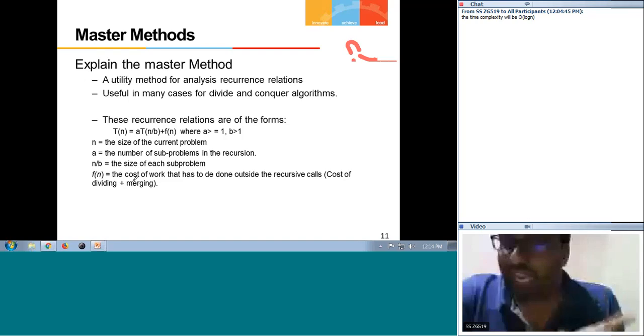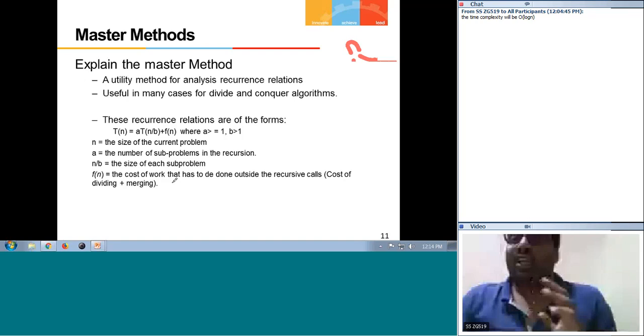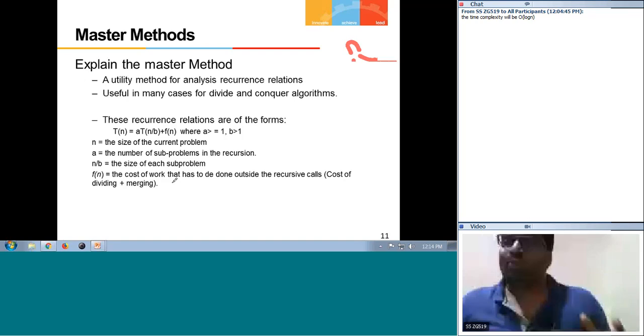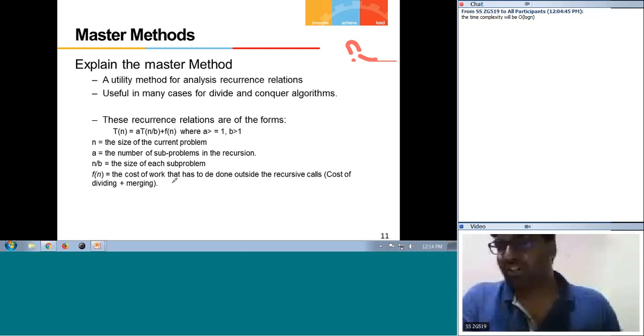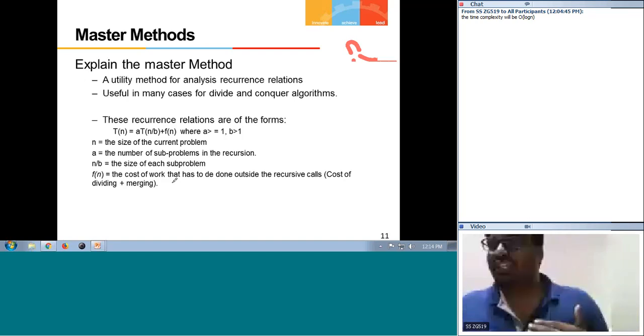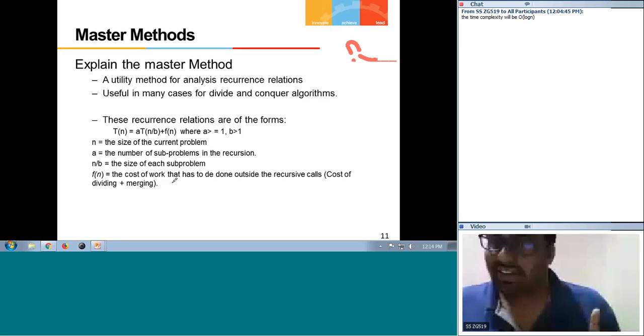f of n is the cost of the work that has to be done outside the recursion. That is, when you do the recursion completely and try to merge each subproblem together to get the final output. That is f of n, which is not part of the recursion. The cost of dividing or the cost of merging is called f of n. Is that clear? Or any confusion?